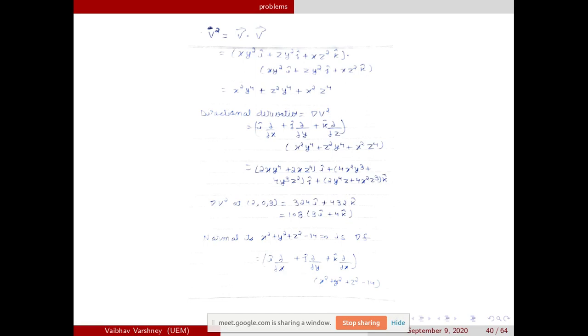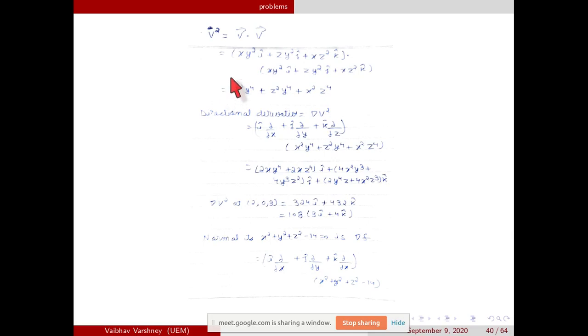Am I audible? I have that screenshot of the question. Find the directional derivative of v square, where v is equal to xy square i cap plus zy square j cap plus xz square k cap, at point (2, 0, 3) in the direction of the outward normal to the sphere x square plus y square plus z square is equal to 14 at the point (3, 2, 1). So we have to calculate the directional derivative of v square.